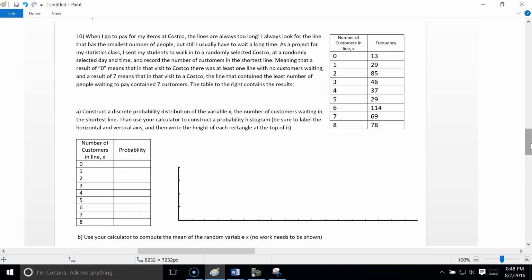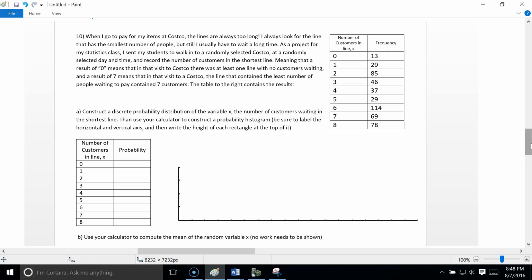Okay, so let's look at that table. Notice that X is the number of people waiting in line, and they range from 0 through 8. And then we have frequency, the number of results that came up with those particular values.